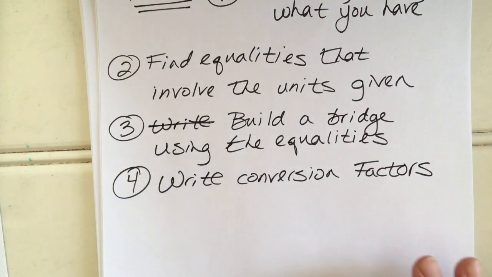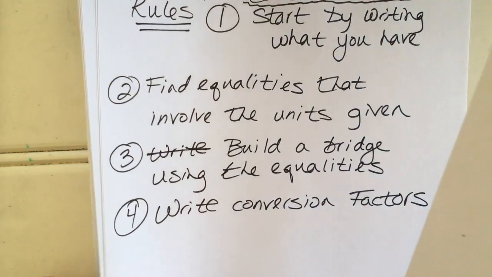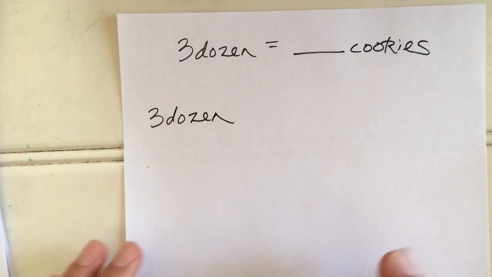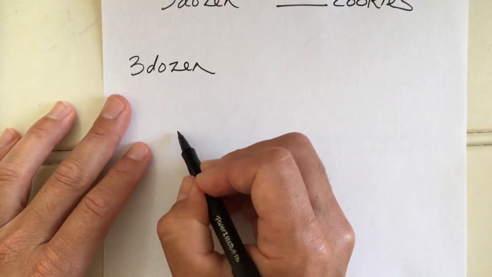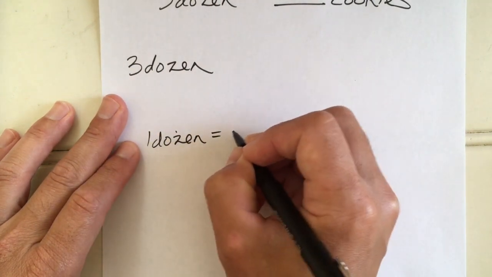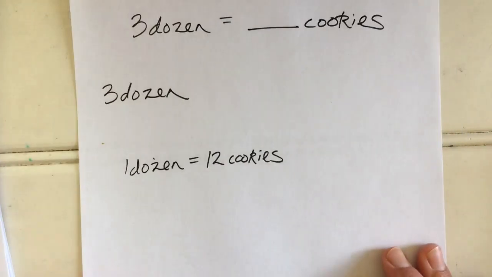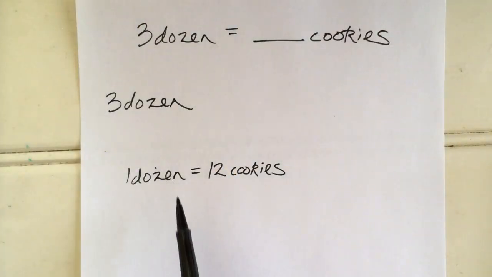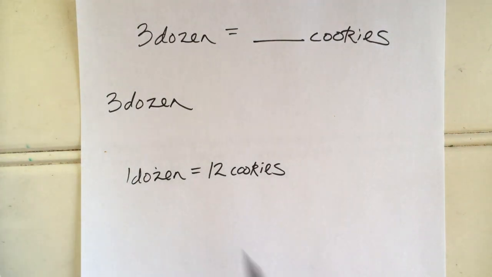Okay, so let's go ahead and look at this and see how this relates. So the first rule said start by writing what we have. Then rule 2 was find equalities that involve the units given. Well, we know for this problem that an equality that involves the units given is the fact that 1 dozen is equal to 12 cookies. And rule 3 says build a bridge using the equalities. So our bridge would be just going from dozen to cookies. That's pretty simple, right? We just need one equality and that's it.